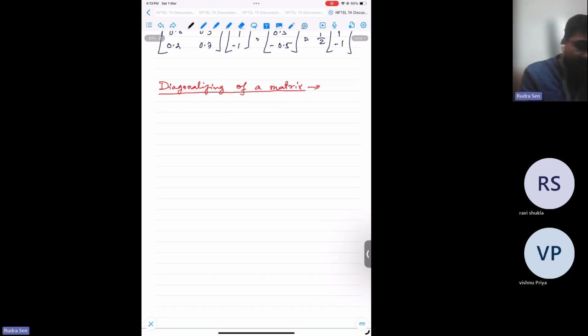So this is basically the overview of diagonalizing a matrix. First, we will check how to do the diagonalization process, and then we go to the algebraic multiplicity and geometric multiplicity.